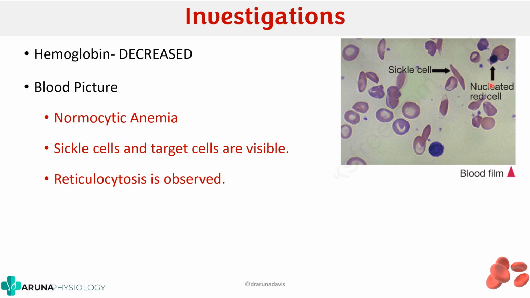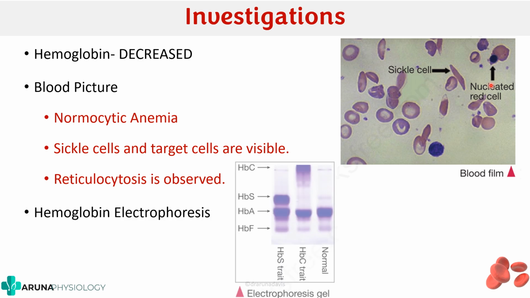Now, the confirmatory test is a hemoglobin electrophoresis. So when you do an electrophoresis to see which type of hemoglobin is present, you can see that hemoglobin S will also be there. So if it is an HbS trait, you can see that you've got a band near HbS. So this is the normal, wherein you should actually get only HbA. But in sickle cell disease, you will get a band for HbS also. Okay, so hemoglobin electrophoresis is the investigation of choice.